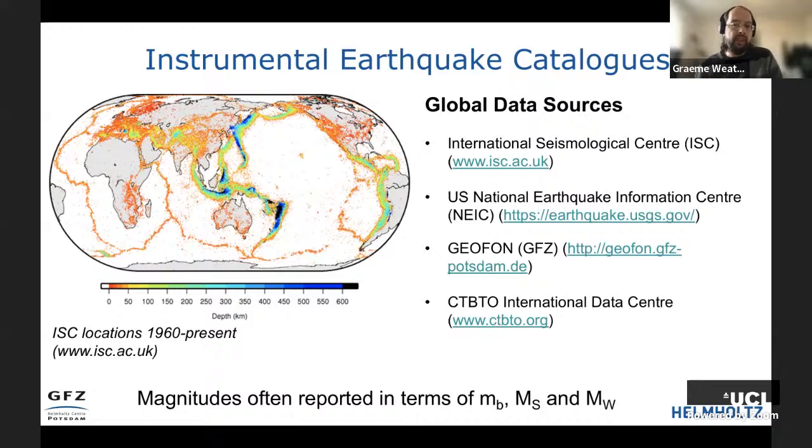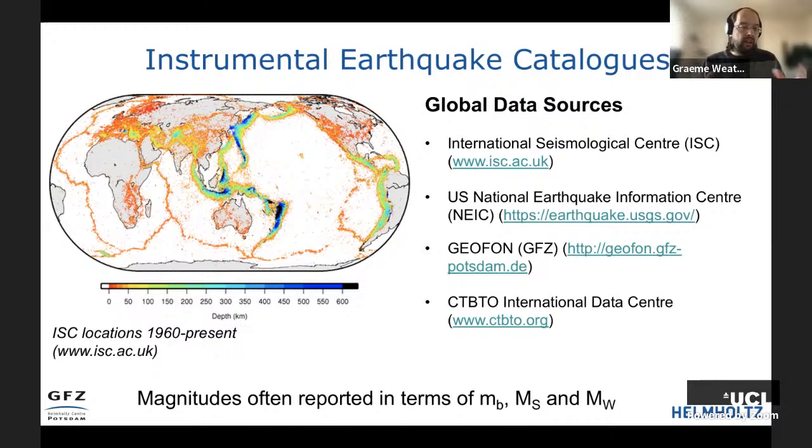Now to focus on the instrumental side. So these are earthquakes where the magnitude and location are determined from seismic waveform recordings on recording instruments. Now, often when we build seismic hazard models in practice, if we work in different parts of the globe, one of our starting points, the place where we have the largest volume of data, is coming from global data sources. And really the main archive here is that from the International Seismological Center, though you can also find global catalogues from the US NEIC, GEOFON, and others.